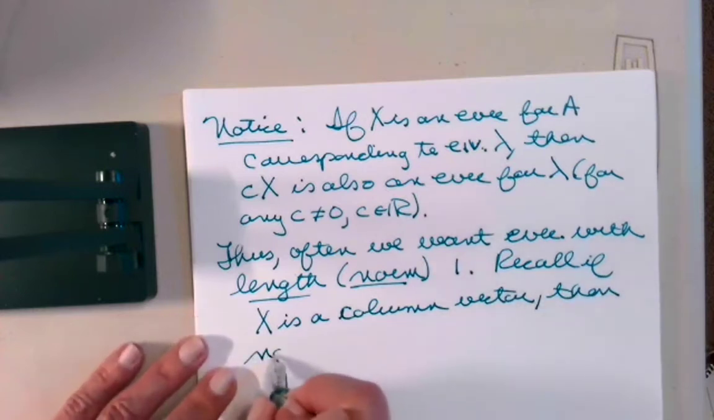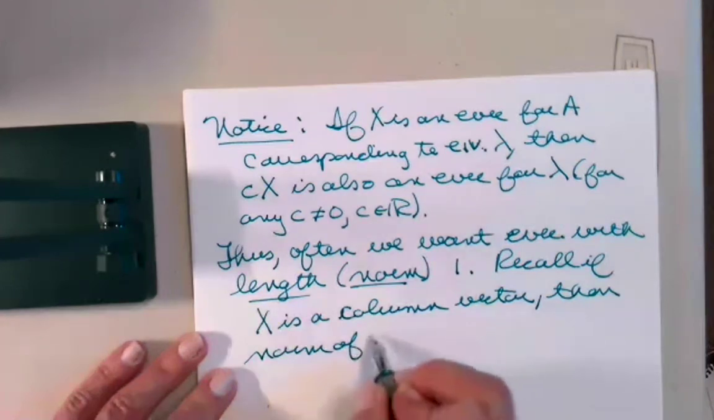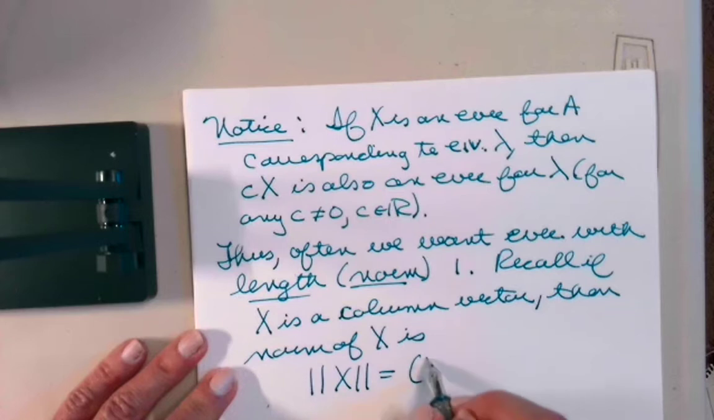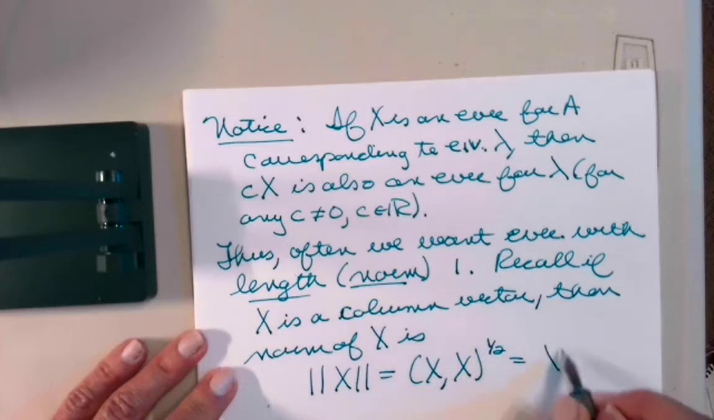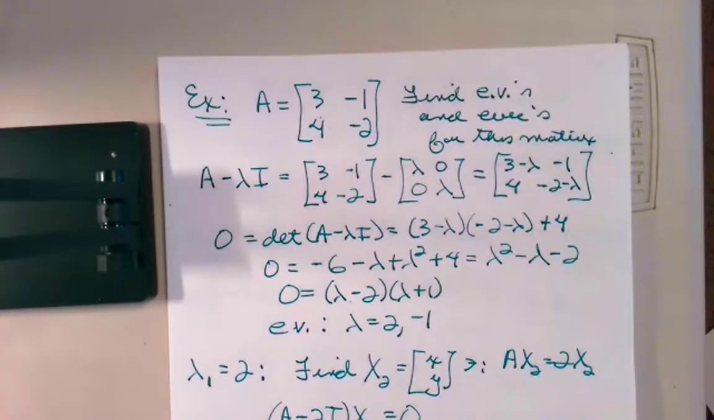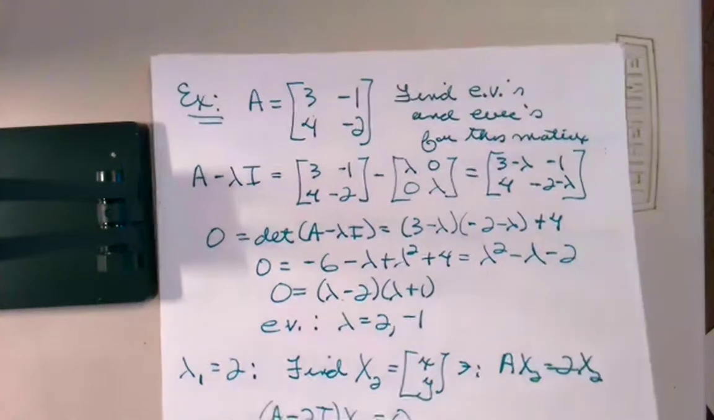Then the norm of X is X inner product X, square rooted, which is X transpose times X. So let's begin with an example.